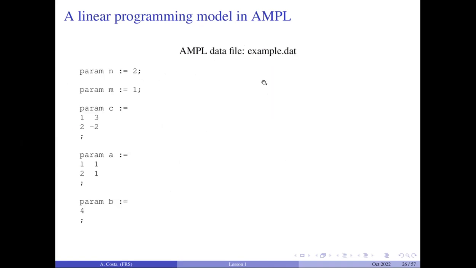So we define that in the data file. We say the value of parameter N is equal to 2, meaning we have two variables. M equal to 1, I mean, it's just the number of constraints. It's not really useful. You can remove that.